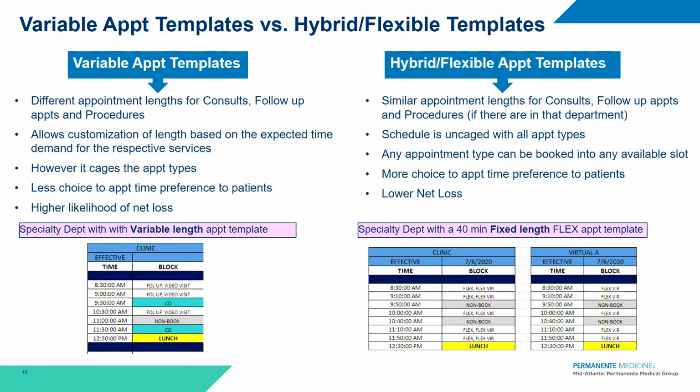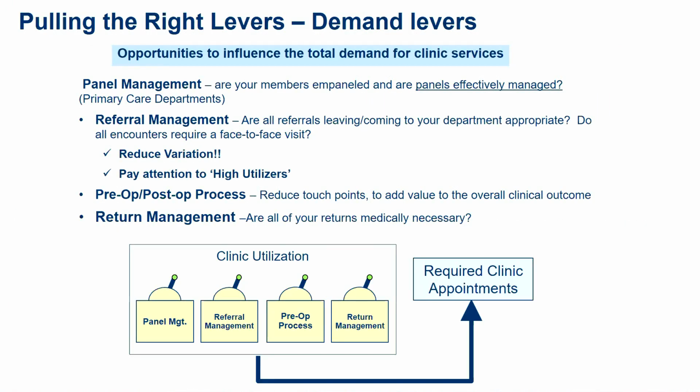that they would like. We are moving now pretty much to almost all of the departments to what we call hybrid or flexible appointment types, on the right side that you will see, wherein we standardize all appointments depending upon the specialty, whether it's a 15-minute or a 30-minute or a 40-minute, so that it is what we call a flexible appointment that allows booking patients into any of the appointments. And we have found out this definitely leads to a lower net loss.